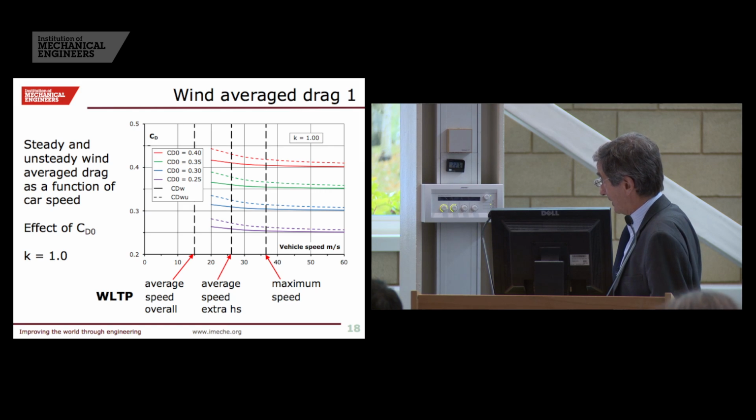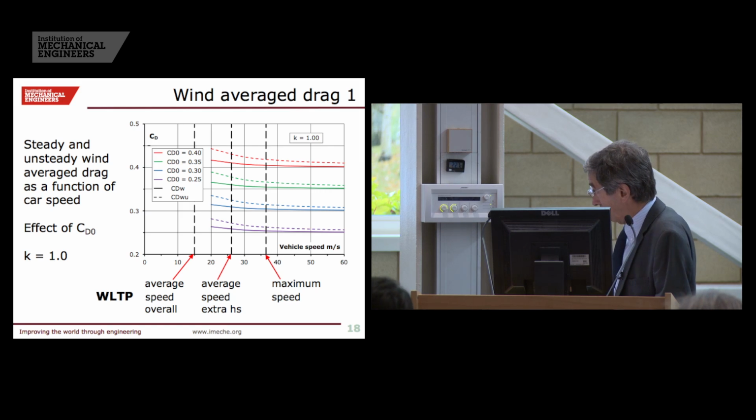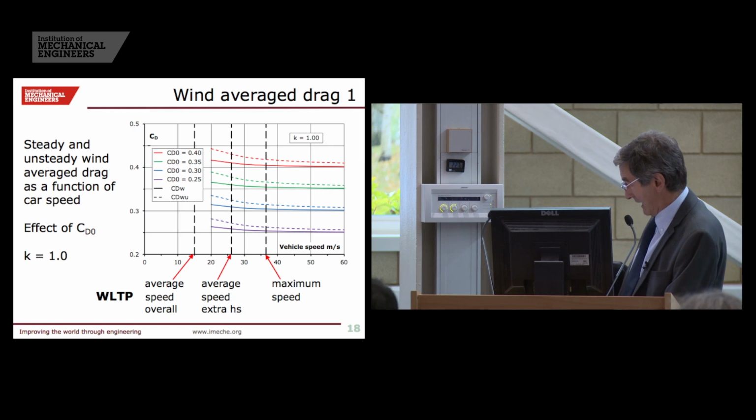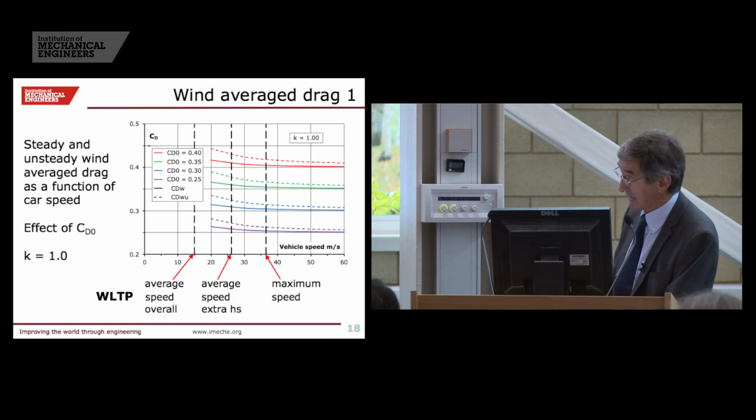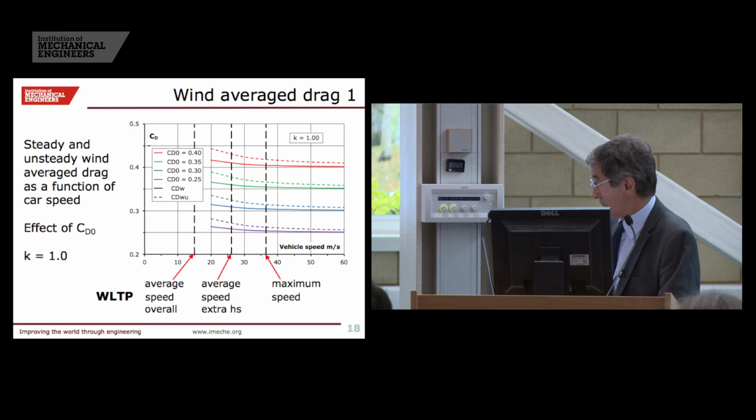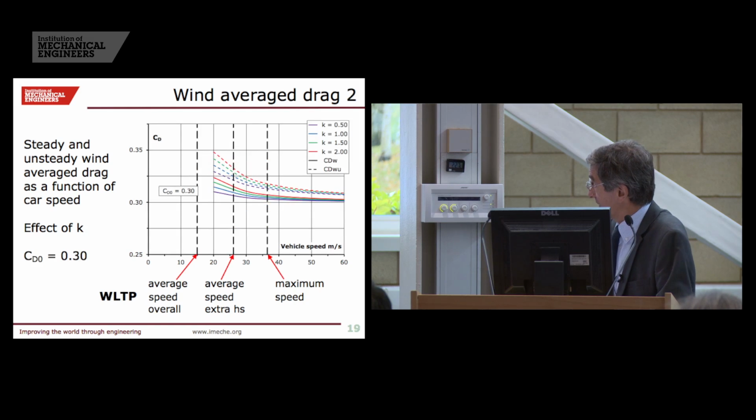Now, if we go back to our WLTP, the maximum speed in WLTP is around 36 meters a second. The average speed within the high-speed section is 26 meters a second approximately, but the average speed overall is only around 15 meters a second. So at these speeds, then both the wind average drag and wind average unsteady drag has become quite significant.